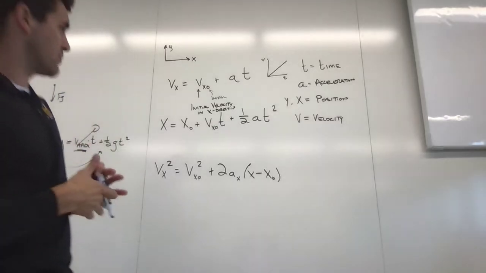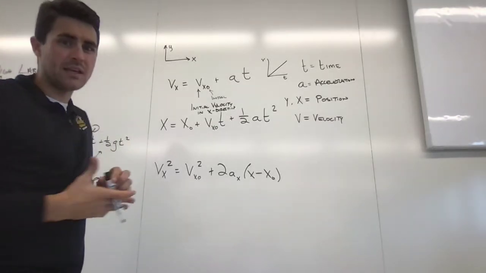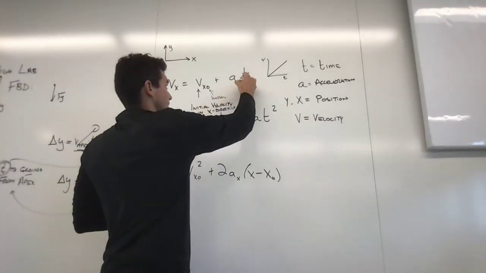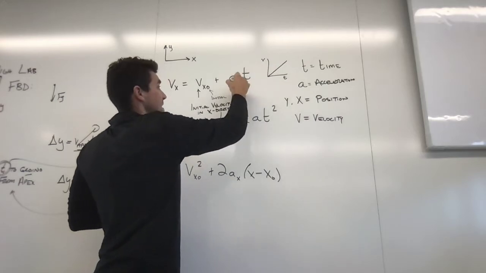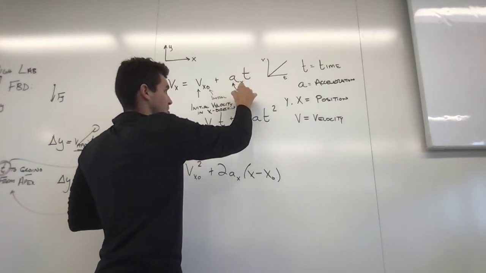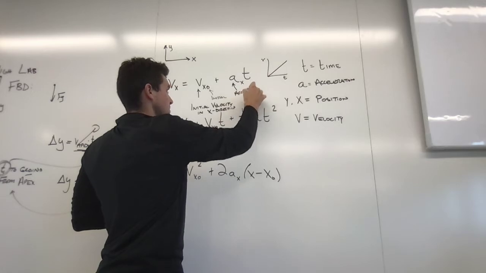And the reason it's the x direction is because, as we see shortly, this a is the acceleration, and probably should be written as a sub x. This acceleration is the acceleration in the x direction.